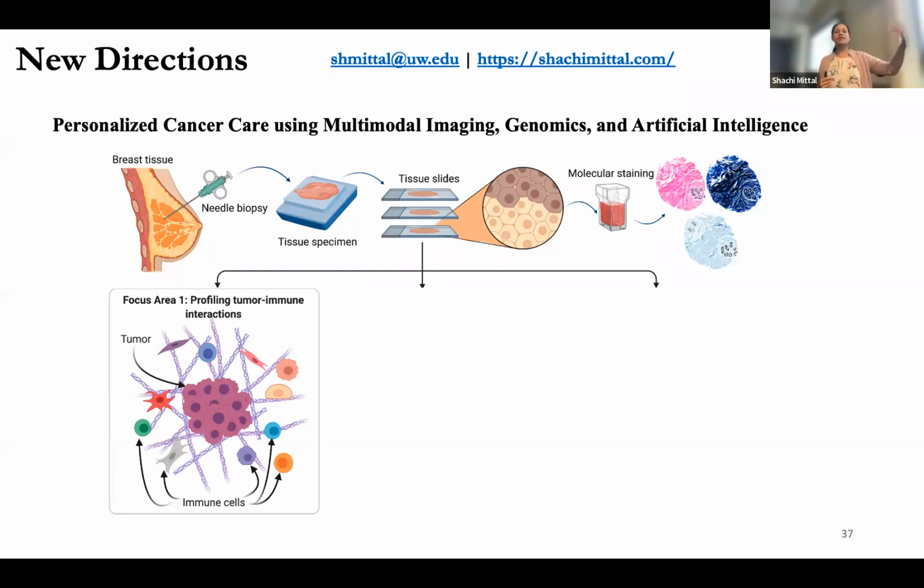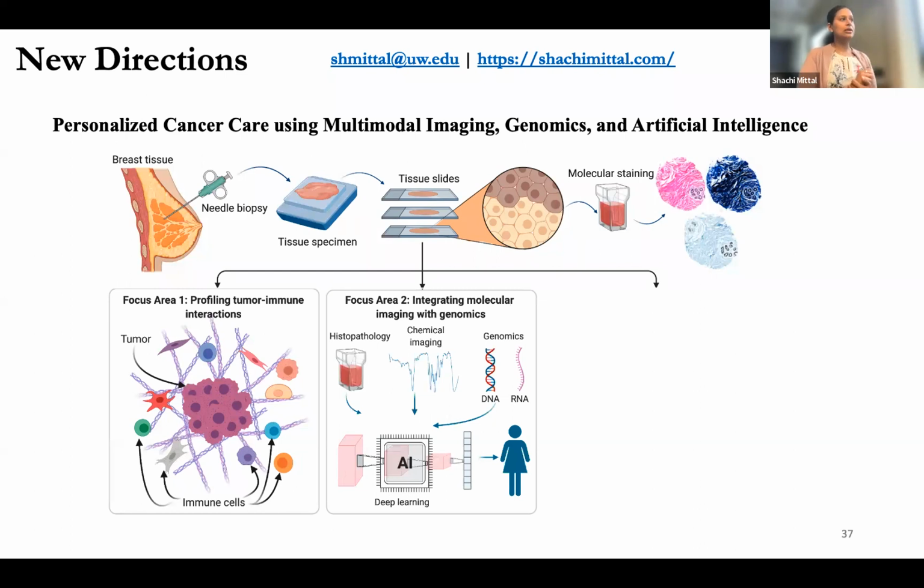And also to enable industries who are working in drug development to target some of these specific immune cells to help fight the cancer a little bit better. And the second is, how do we, using AI, integrate information that is coming from imaging and genomics to get more personalized indicators of what is happening with the cancer.